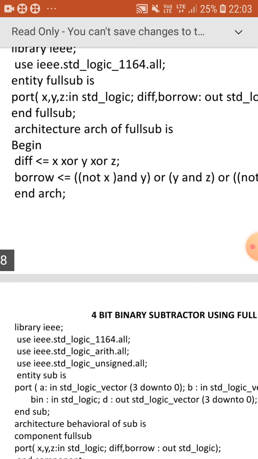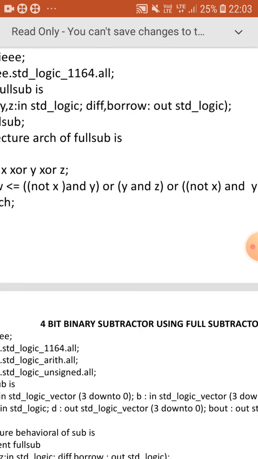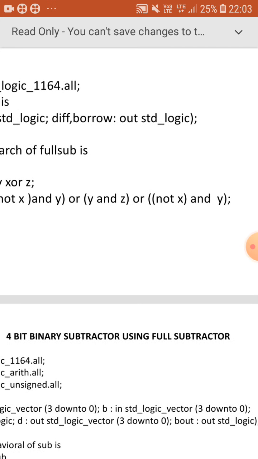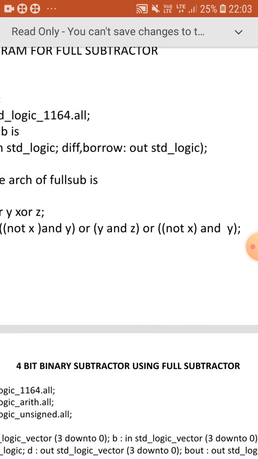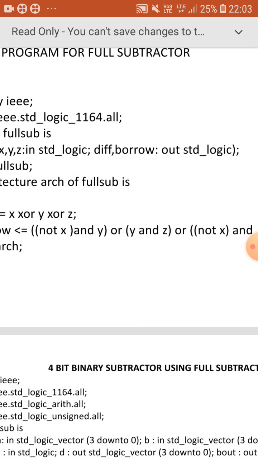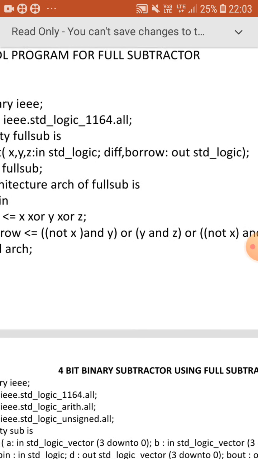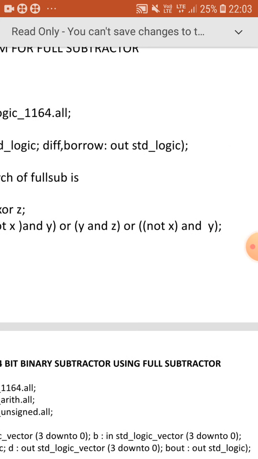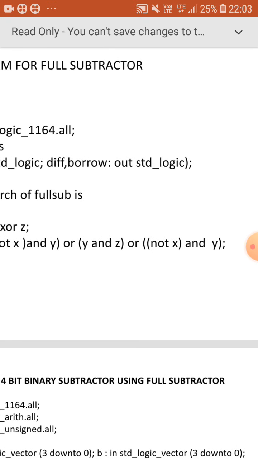Next I am defining the logic of the full subtractor. All of you know that difference is equal to x XOR y XOR z. Borrow is equal to x bar y plus y z plus z x bar. I made a mistake here, not x and z. Okay, x bar y plus y z plus z x bar. So not x and y, or y and z, or not x and z. Here there is no y, here z.